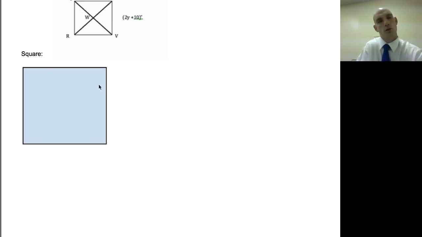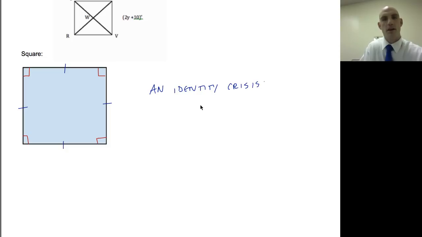Let's talk about a square for just a second. Here's what we know about a square, right? From a young age, we've learned that a square has all the sides the same. Perfect. We also know that it has 4 90-degree angles, and so it's kind of having an identity crisis. Because, for one thing, we have 4 90-degree angles. So that tells us it's a rectangle.